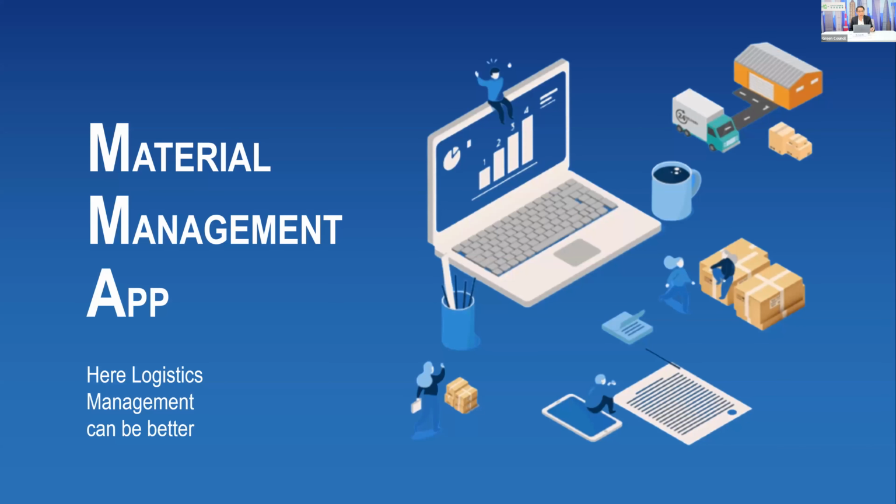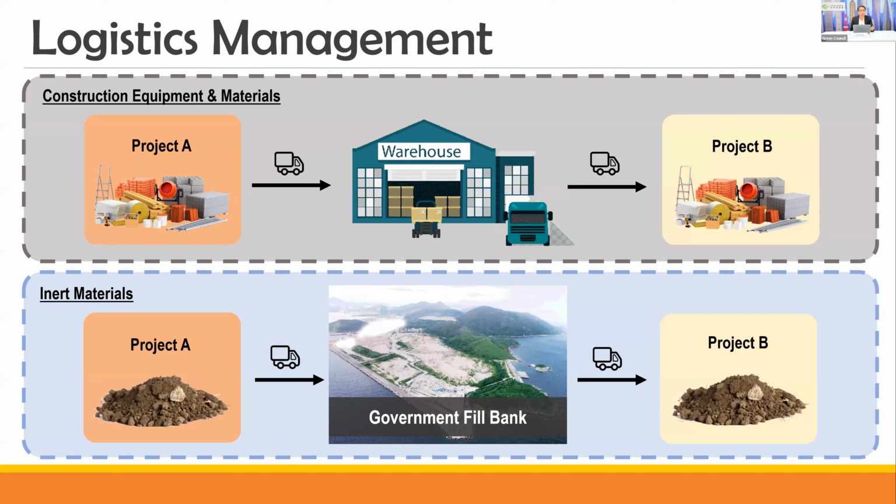The next part I want to discuss is logistics management. Traditionally, this depicts the logistics management when a project has some material or equipment they do not want to hold anymore. For example, project A will transport it to the warehouse first, and then wait for some project to request it. If project B wants it, project B will get the material from the warehouse.